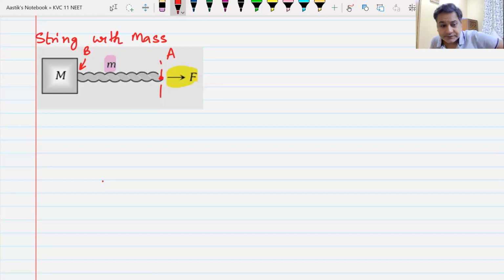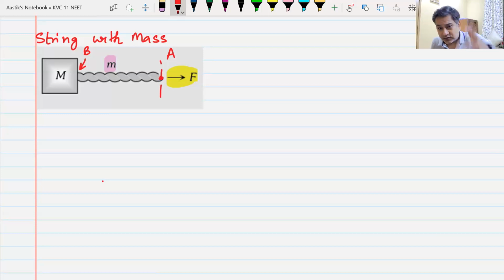They'll ask two things. What will be the tension at end A, and what will be the tension at B? Tension at end A is known. What will be the acceleration of the system? You have applied a force F on the system. What is the acceleration of the system, and what would be the tension at the end B?